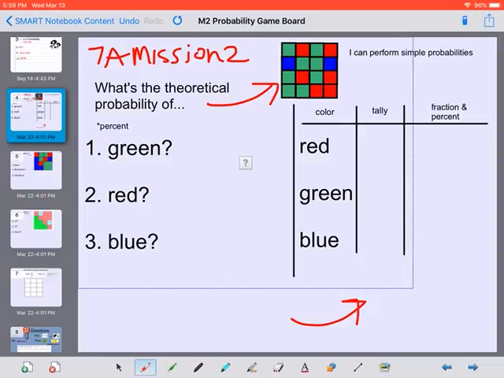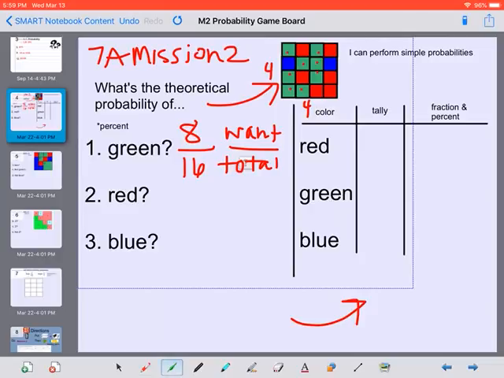So there are a total of, this square is 4 by 4, there's a total of 16 squares. So the part we want is going to go on the top out of our total on the bottom. And right now we are looking for green. So there are 1, 2, 3, 4, 5, 6, 7, 8 green ones out of a total of 16 squares.